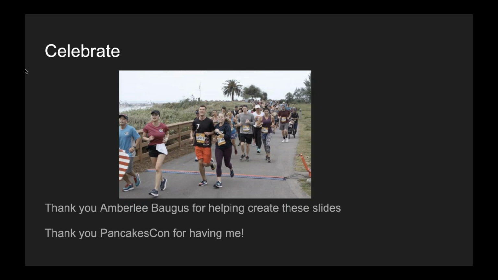Usually when you cross the finish line, they have more snacks, more treats, and goodie bags and things to give you. There's a photo of me running.